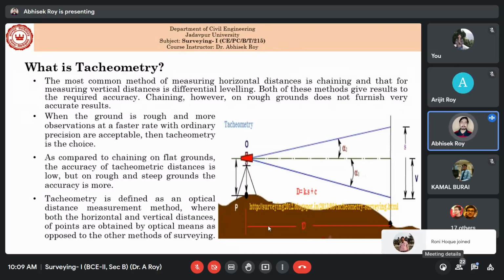For vertical distance measurements, what are the surveying methods you have learned? What are the methods you will apply?